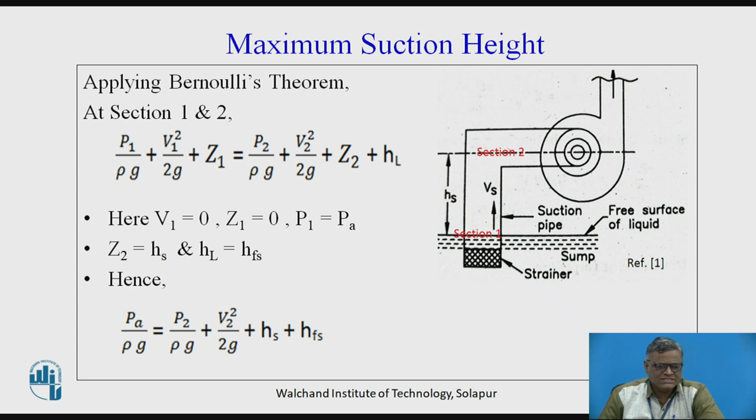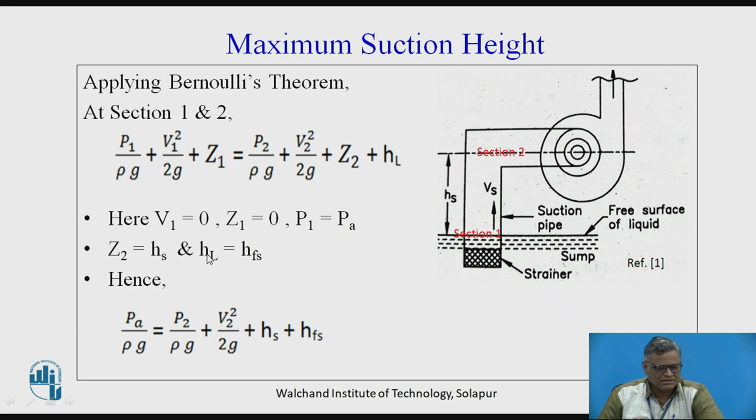In case of section 2, we are interested in different values. We have P2 by rho g, which is the pressure head at the center of the impeller. Then we have V2 square by 2g, the velocity head. Then Z2: if we are considering the datum at section 1, Z2 will be nothing but the suction height, so it is HS.